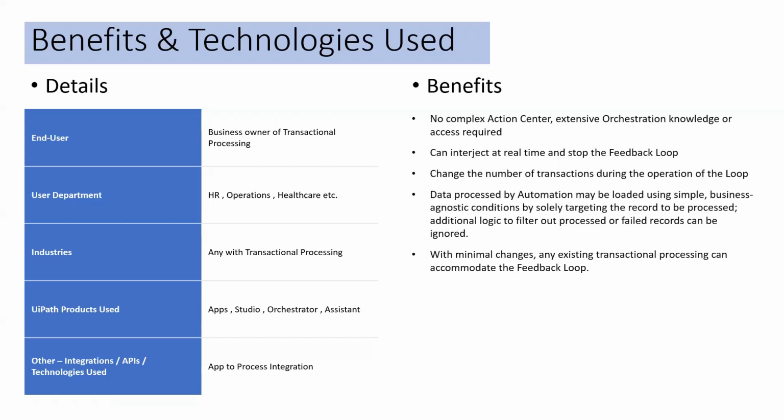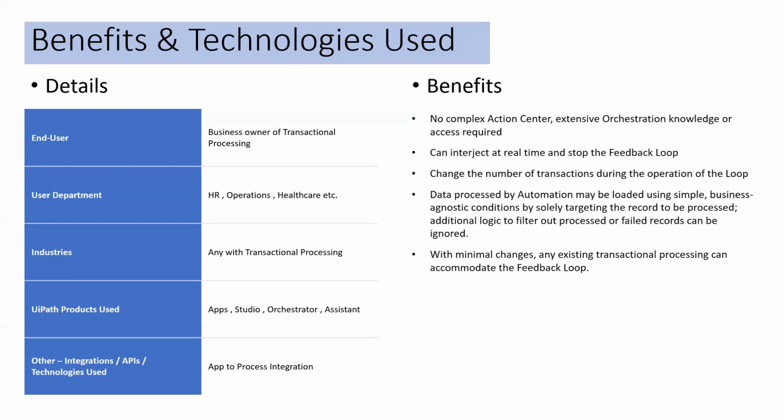Any other thing which we have used is app process integration, which means that the default integration we have used. We have not done anything extra, right, Andy? It is all the connection which UiPath provides between Studio, Assistant, Orchestrator, and the apps. Am I correct? Yep. Correct.